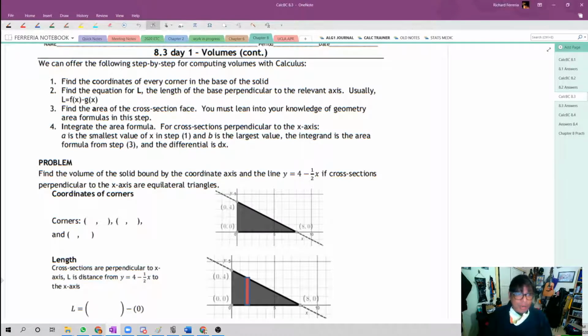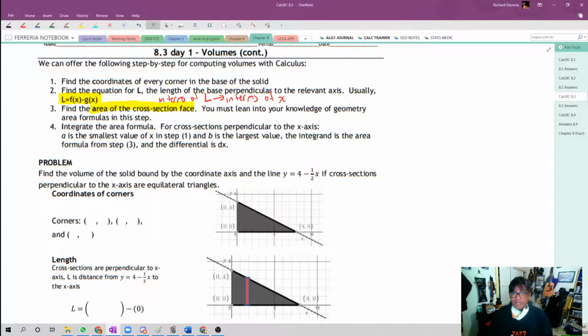Next, you need to find an equation for L, which would be the length of the base. Usually, the length of the base is going to be an f of x minus a g of x. All of the area formulas that we do will be based on that L, the length. Next, find the area formula of the cross-sectional face. That area formula will be in terms of L. And then after we figure out that area formula in terms of L, it's just a real quick substitution to turn that into an area formula in terms of x.